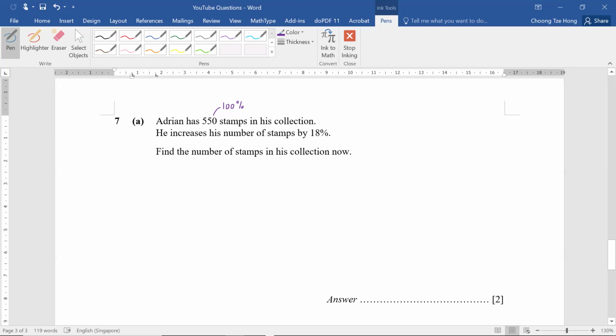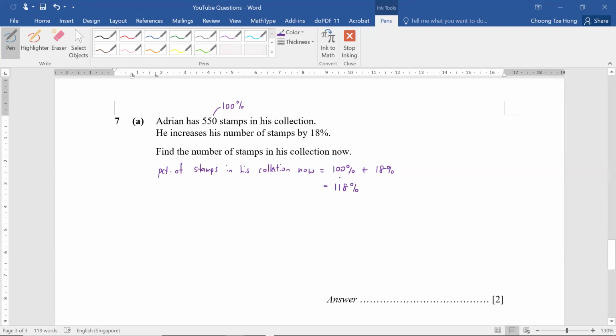So let's see how we can present our working clearly. So let's write down the new percentage, currently now. So what you write is percentage of stamps in his collection now. So it will be 100%, the original 100%, plus the additional 18%, all right? So that will give us 118%. So that means to answer the question, we need to find out how many stamps is 118%.